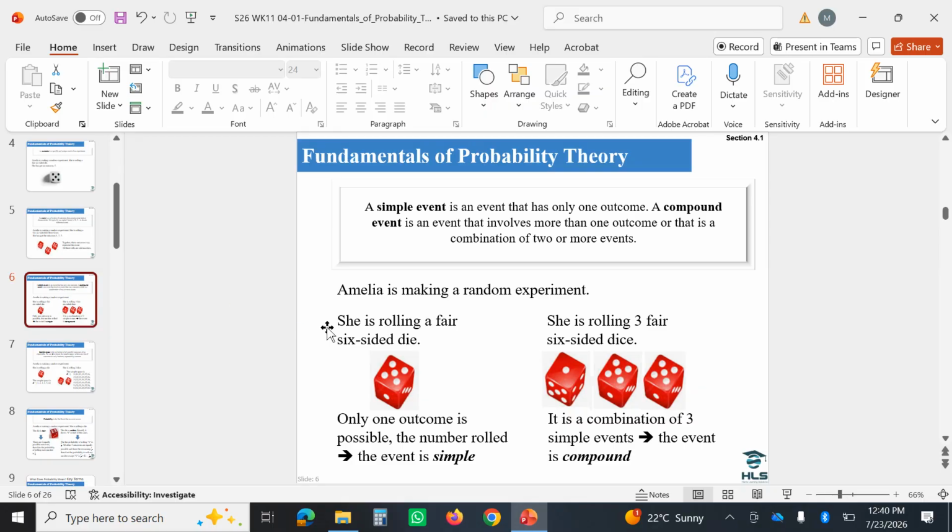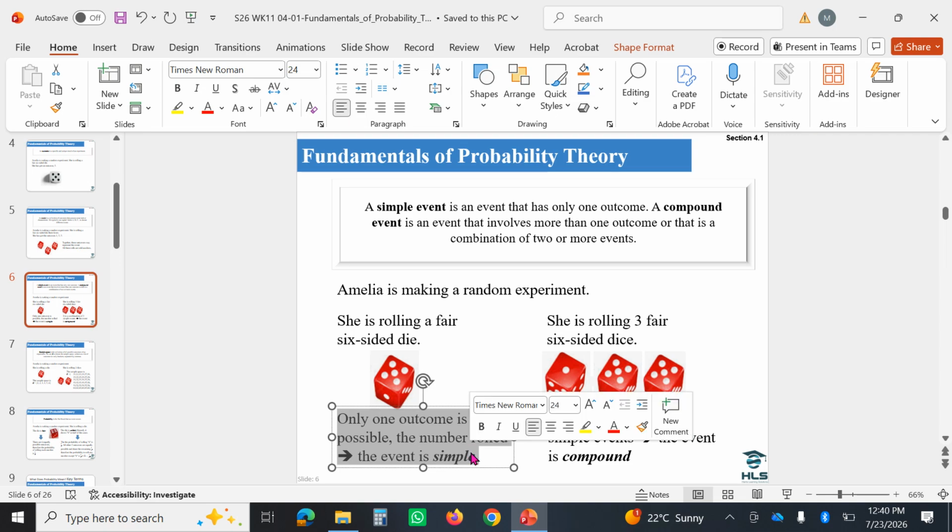A simple event is an event that has only one outcome. A compound event, though, is an event that involves more than one outcome, or that is a combination of 2 or more events. To clarify, Amelia is making a random experiment. She's rolling a fair 6-sided die. Only one outcome is possible, the number rolled. The event is simple.